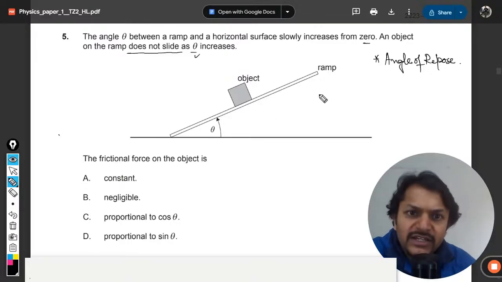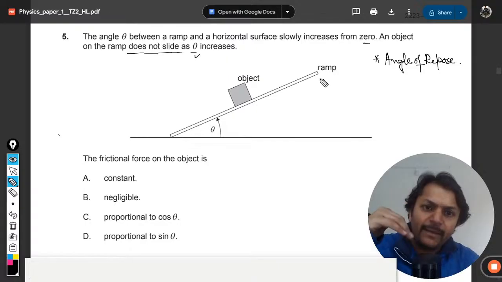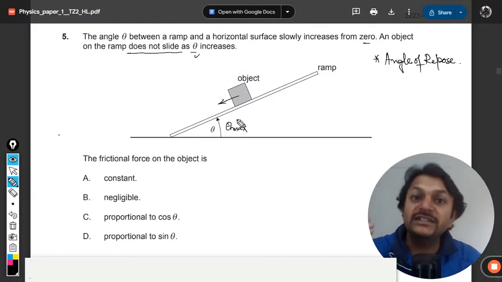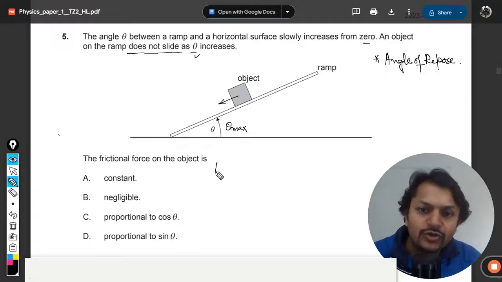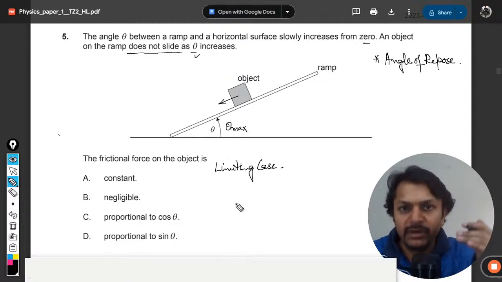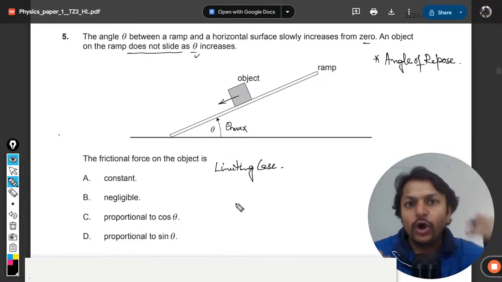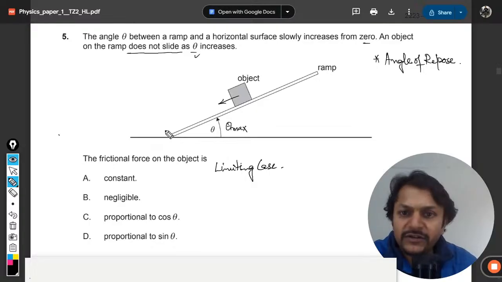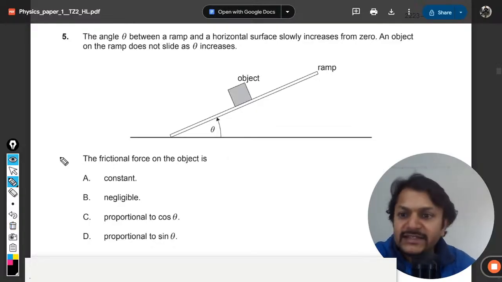What is happening here is that when this ramp is increasing its angle, there will be some theta max at which the object will start sliding. That is called the limiting case. Limiting case means that it is the limit of theta. Beyond that, the object will not be static and will start sliding. So that will be the limiting case.